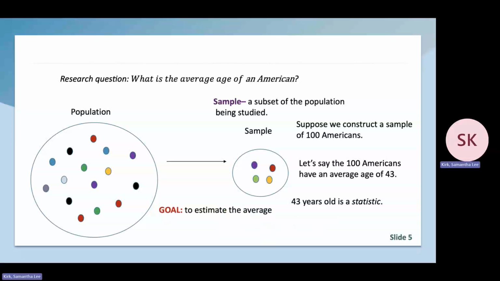Now, our goal is to estimate the average age of all Americans. It wasn't to find the average age of just a sample. How can we find the average age of all Americans? And would that age be the same as the average age from the sample, 43? What do you think?